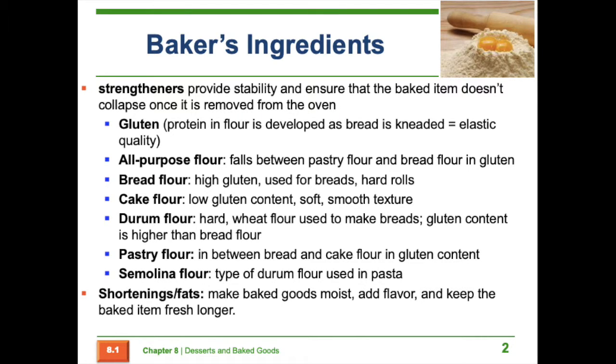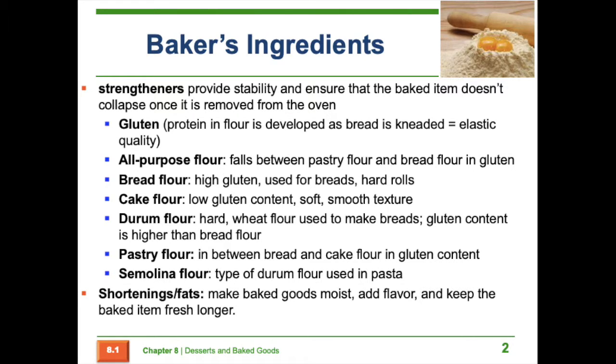Okay, strengtheners. They provide stability and ensure your baked item doesn't collapse once you remove it. Flour is the main one. Eggs are also strengtheners. The gluten, the protein in the flour, is what helps develop the strength and the structure. All-purpose flour is between pastry and bread flour. Bread flour has the highest amount of gluten. Cake flour has the lowest amount of gluten.